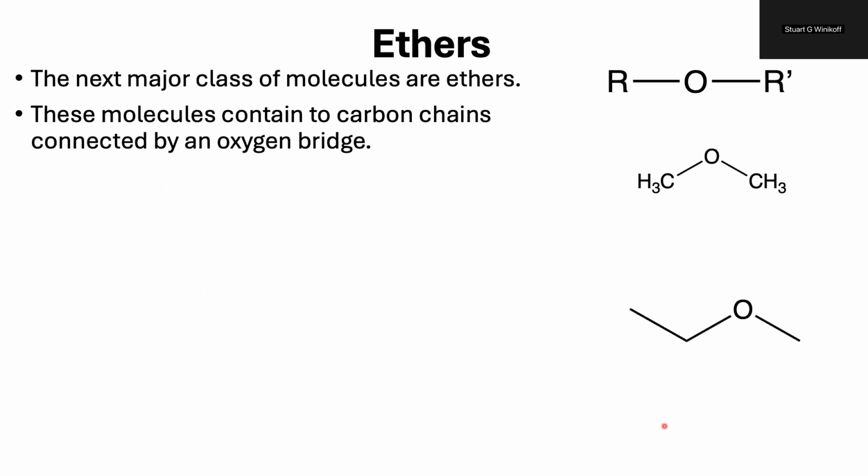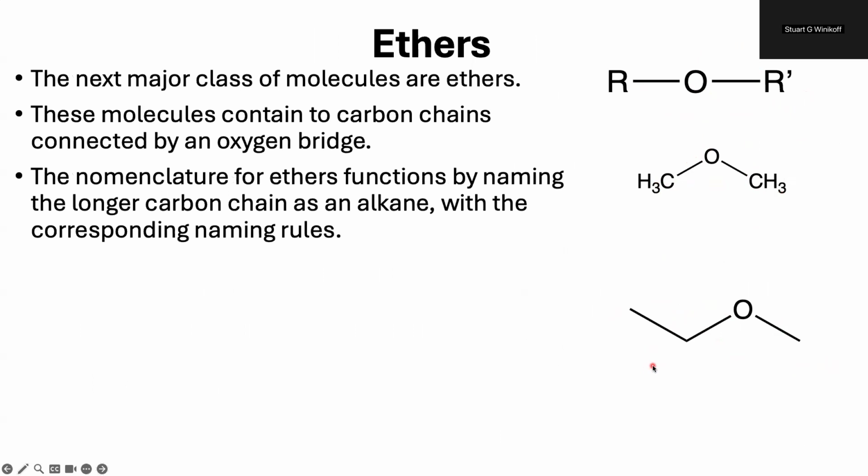Ethers are essentially where I have 2 carbon chains attached to each other using an oxygen bridge. These carbon chains can be identical, as in this first case where I have two methyl groups, or they can be non-identical, where in this case I have a methyl and an ethyl. To name these ethers, we treat the longer chain as our alkane using our corresponding rules. So in this case, I have a methane, and in the second case, my longer chain is an ethane.